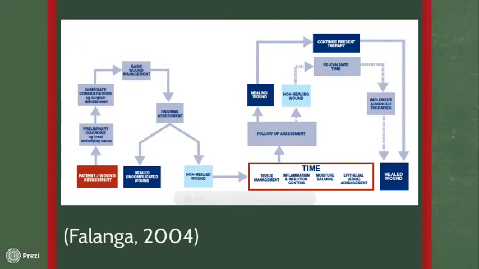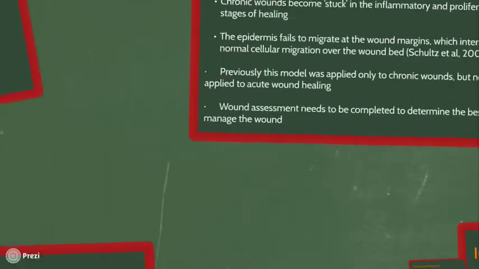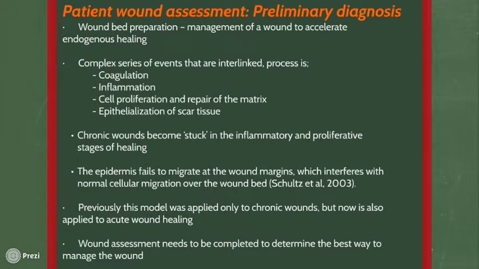In order to investigate the process of wound bed preparation, we must follow the pathway as per flow. Wound healing is a complex series of events that are interlinked and dependent on one another. Acute wounds usually follow a well-defined process described as coagulation, inflammation, cell proliferation and repair of a matrix, as well as epithelialization and remodeling of scar tissue.